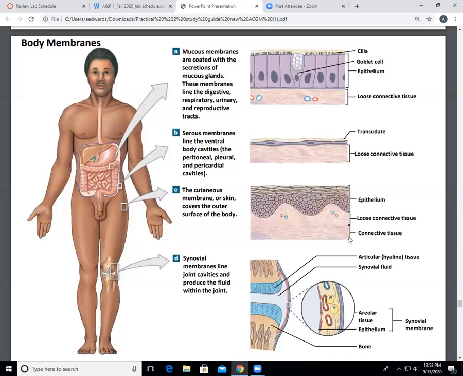Okay, cutaneous membrane, also known as skin. Covers your outer surface of your body, right? Okay. Made up of epithelium, connective tissue underneath. So if you see something that looks like this, it's cutaneous membrane or skin.